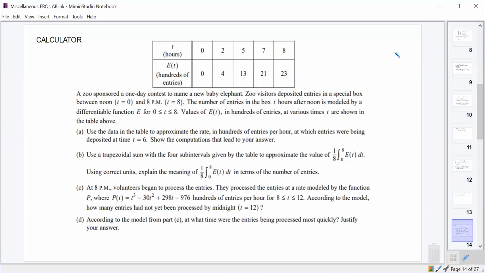And we want to know for part D at what time the entries are being processed most quickly, and we're going to use this P of T value here, which is the rate at which the entries are being processed.